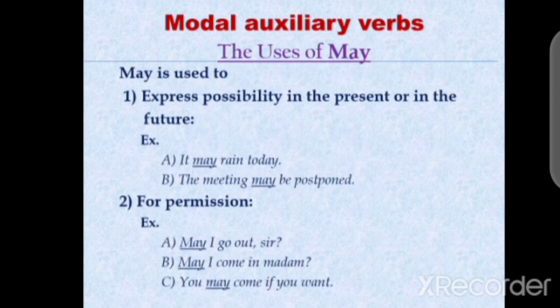The uses of may. May is used to express possibility in the present or in the future. For example, it may rain today. Next example, the meeting may be postponed.